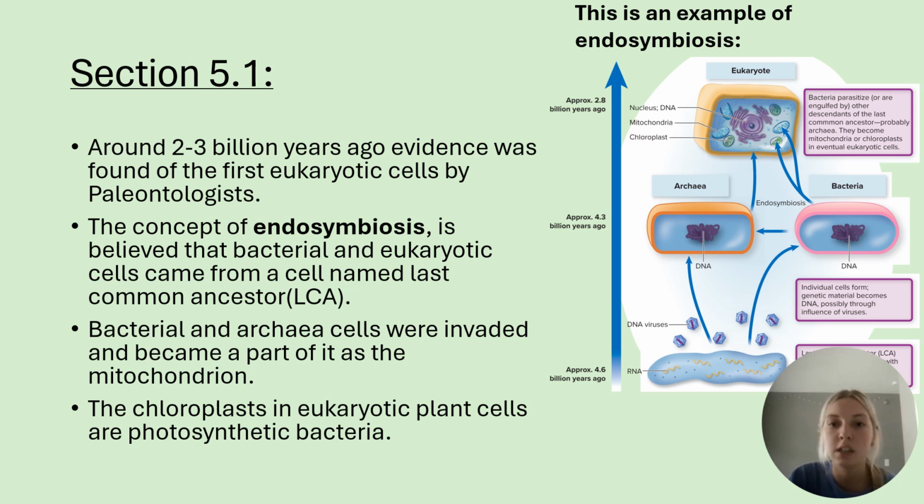And then to the right there is a picture. It is just an example of endosymbiosis, which is basically the eukaryote and then the archaea and bacteria, and how that process goes along. Its DNA is shown in the picture, and that is just one example. Bacterial and archaea cells were invaded and became part of the eukaryotic cell as the mitochondrion. The chloroplasts in eukaryotic plant cells are photosynthetic bacteria.